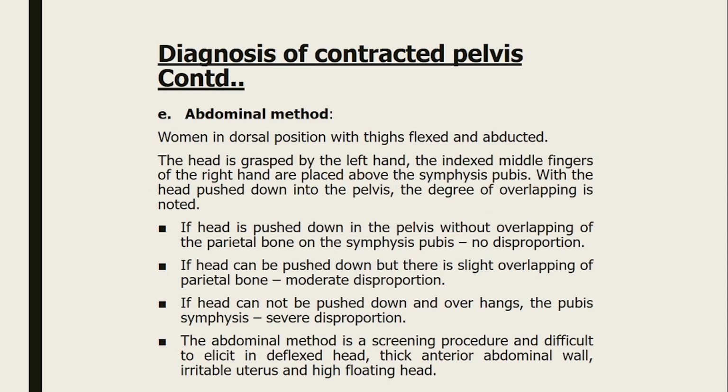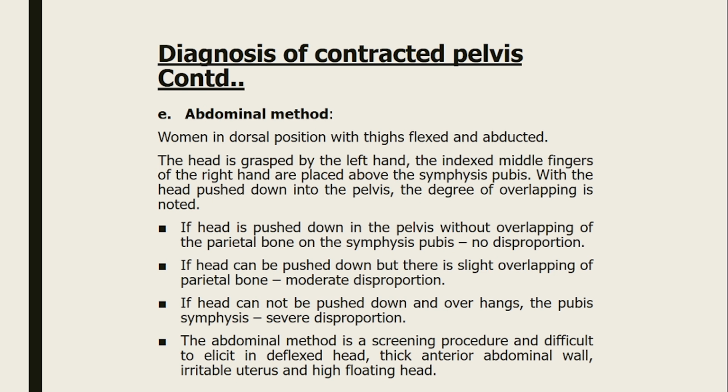There is also what we call Munro Kerr's method. Munro Kerr's method is similar to the Hillis-Muller method, but this is a screening method that is done antenatally, before the woman goes into labor. Hillis-Muller test is done in labor, but Munro Kerr's method is not. While the woman is lying on her back in a dorsal position, the left hand grabs the head of the baby, with the right hand in the vagina. The middle finger and the index finger lie on top of the pubic symphysis.